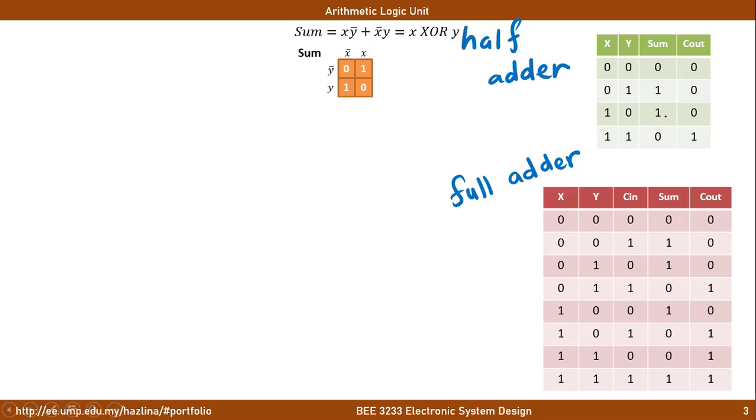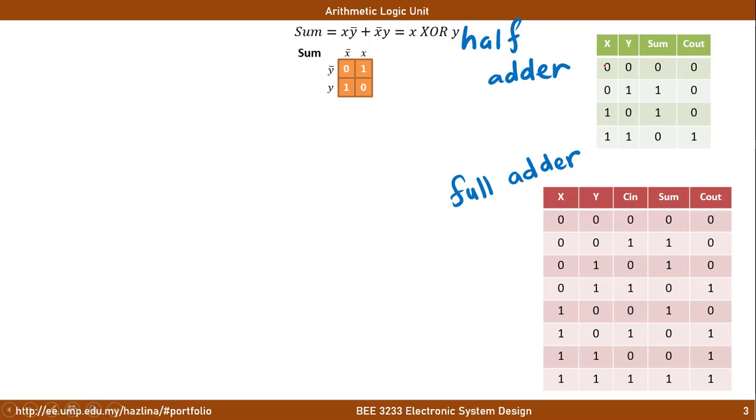Okay. From this truth table, let's derive a Karnaugh map. Now, why do we derive a Karnaugh map? It is because we want to get the simplified equation. Once we get a simplified equation, we can get the simplified version of the circuit. So take for this example, this is the Karnaugh map for the sum.